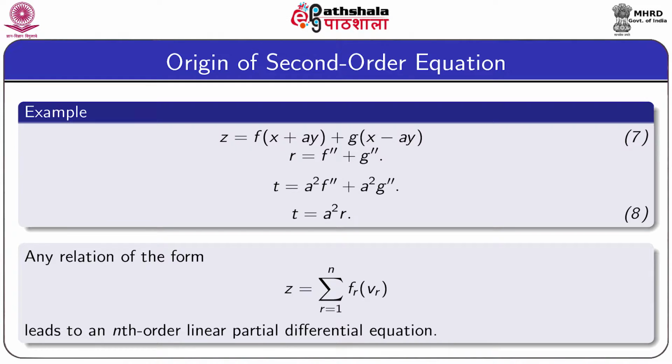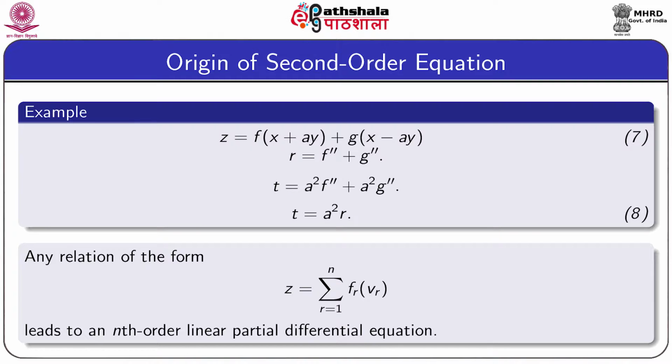So, we obtain the relation r equals f double dash plus g double dash, and if we take the derivative twice with respect to y of equation 7, we obtain the relation t equals a square f double dash plus a square g double dash. From these two equations, if we eliminate f double dash and g double dash, we obtain a relation of the form small t equals a square small r, which is a second order linear partial differential equation.